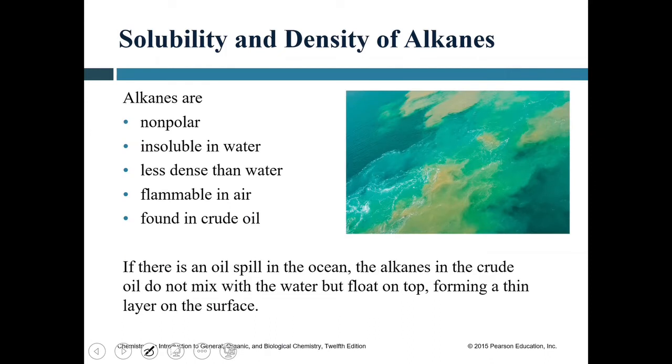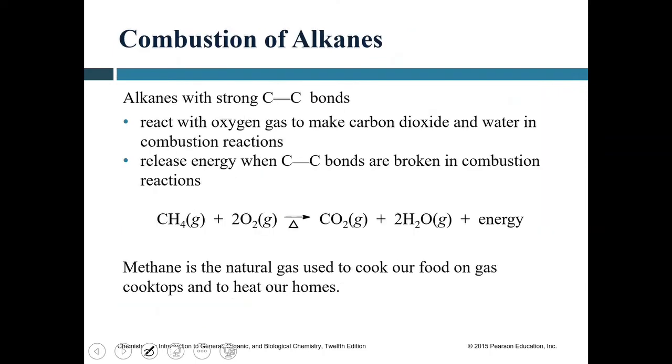So alkanes, as you can figure, are nonpolar, not soluble in water, lighter than water, flammable in air, and basically crude oil to a large extent consists of alkanes. So if there is an oil spill in the ocean, the crude oil will float on the water because of all the light alkanes, which first of all cannot mix with water, and second, are lighter than it, and that will result in the formation of a thin layer of oil on the surface.